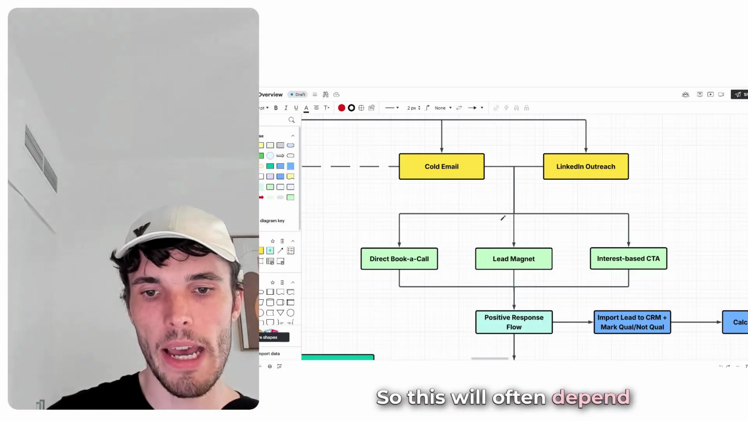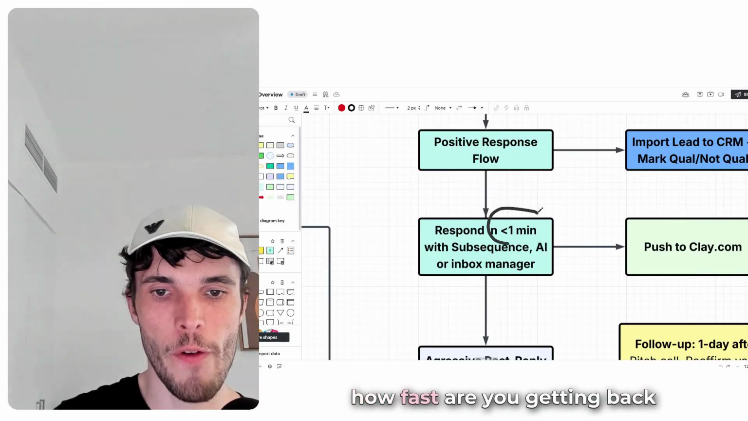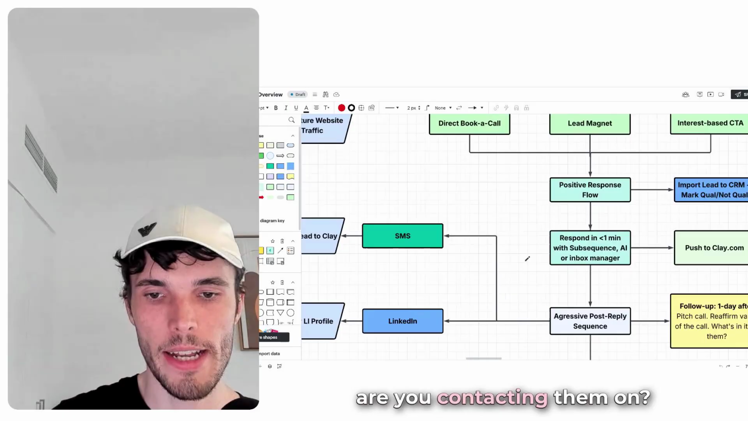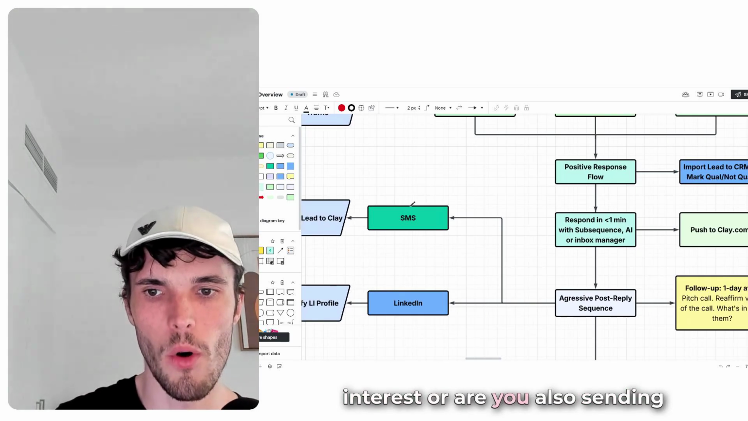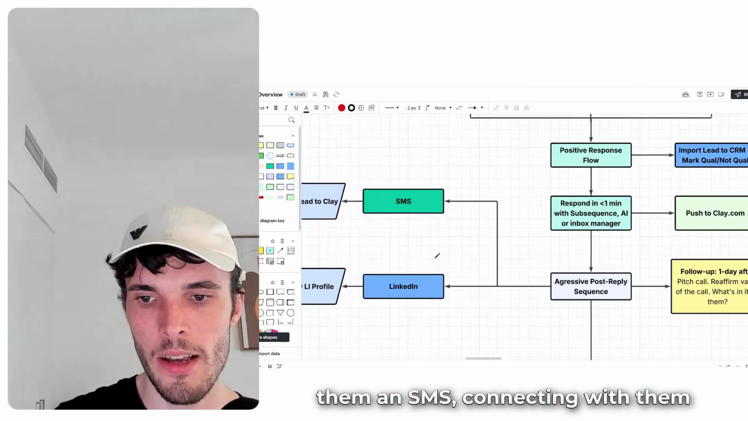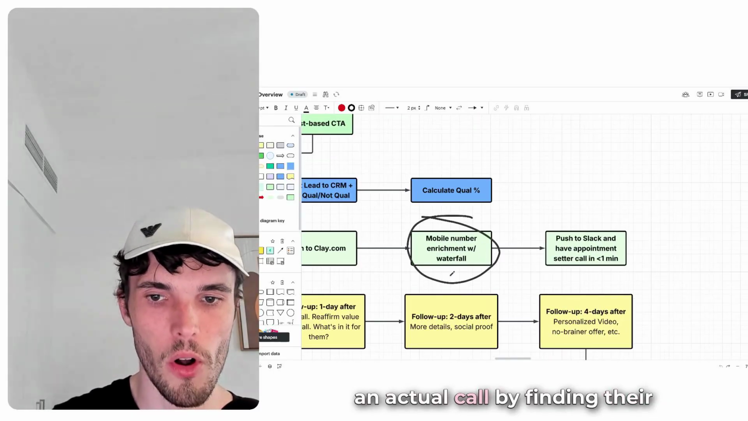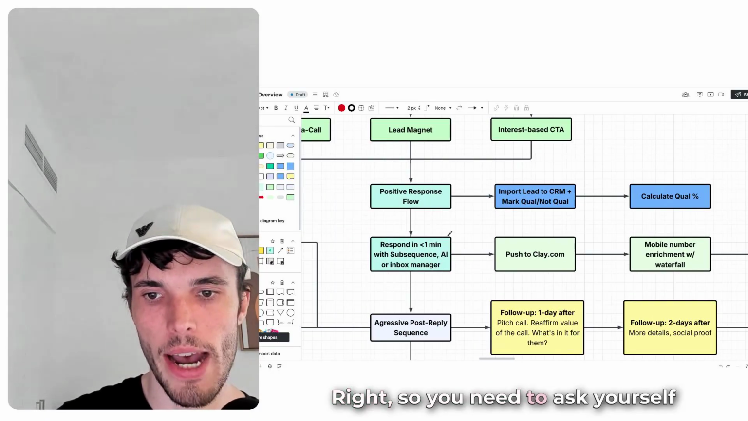Now, let's look at meetings booked ratio. This will often depend on your appointment setting process. So you have to ask yourself, how fast are you getting back to leads? And what channels are you contacting them on? Are you only contacting them on email once they've shown interest? Or are you also sending them an SMS, connecting with them on LinkedIn, and giving them an actual call by finding their mobile number and using a dialer to call them, right? So you need to ask yourself all those questions.